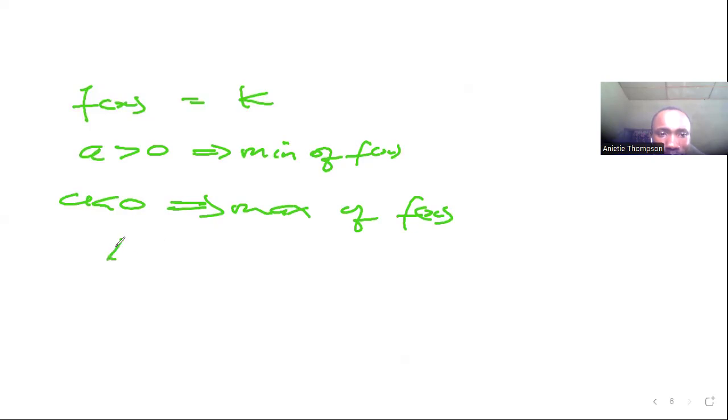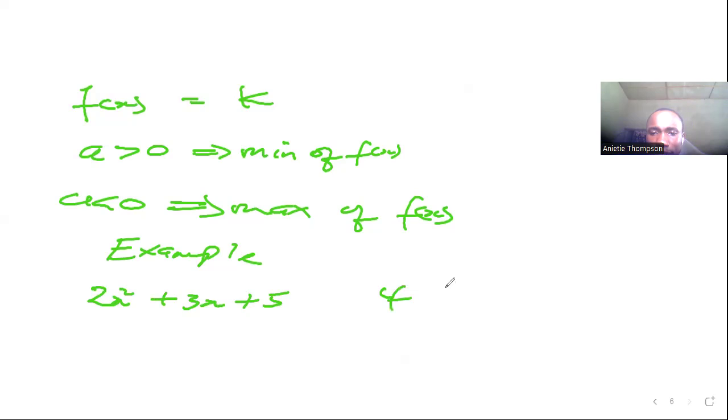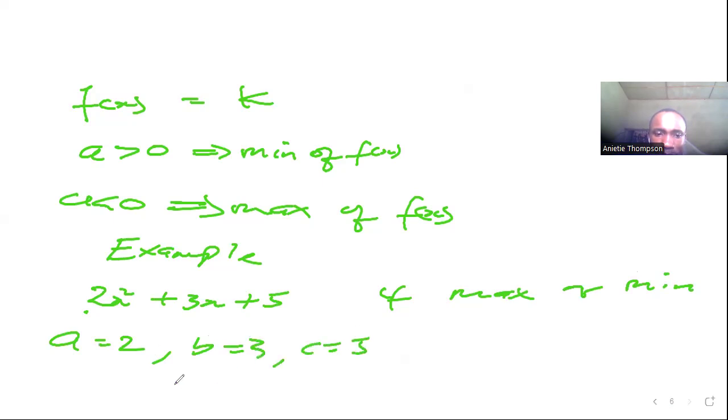So I would like to do an illustrative example. For example, if you have 2x squared plus 3x plus 5, and you are asked to find if the function is maximum or minimum. Now, the first thing you look at is the coefficient of a. You see that a equals 2, b equals 3, and c equals 5 from this problem.